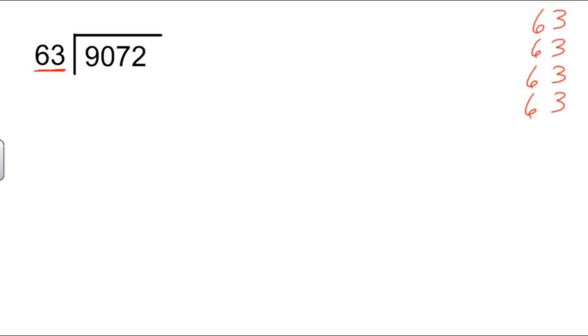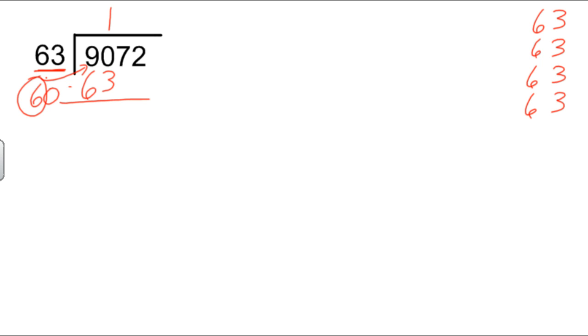So, my little trick that I use is I think of 63 as 60. I look at my 6 and I ask myself, does that divide into 9? It does, and it goes in there once. So everybody recognizes that 63 goes into 90 once. So then I go 63, subtract.